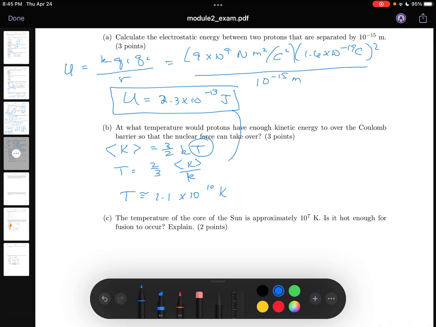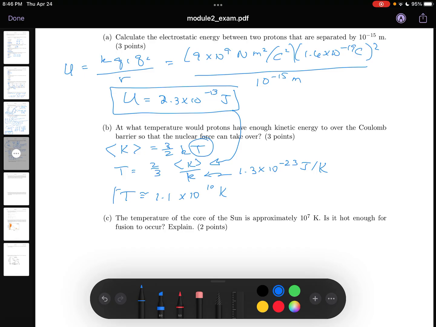So we're going to put our energy in here, and we're going to use our Boltzmann constant here, 1.38 times 10 to the minus 23 joules per Kelvin.